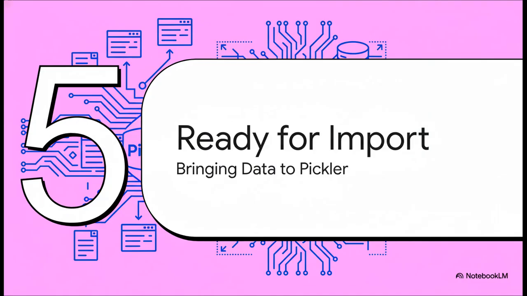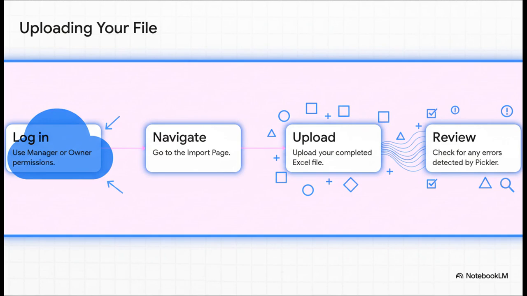So you've gathered all your data, you've filled out the template, you've done the hard part. The final step is to bring all of that great work into the Pickler platform. And the import process itself is super straightforward. Just log in with manager or owner permissions, head over to the import page and upload your file. Pickler will then automatically check everything and flag any potential errors for you to look at, guiding you right through those final steps.